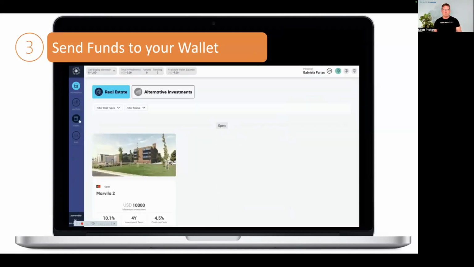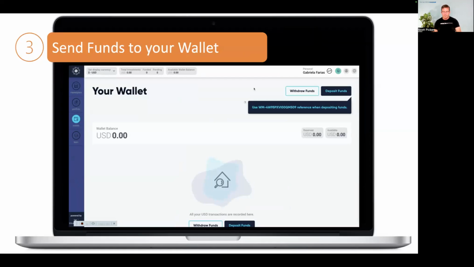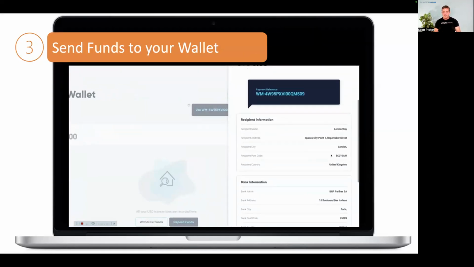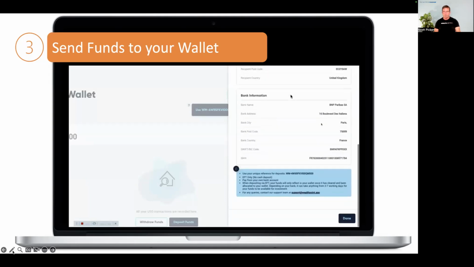And then you send your funds to the wallet. And this is so cool because you're in complete control of your money. So you can literally go in and you can see the investor reference there. It's very important to copy that.